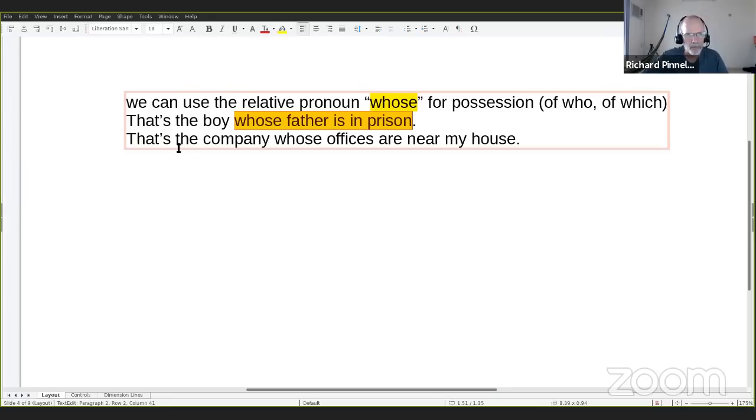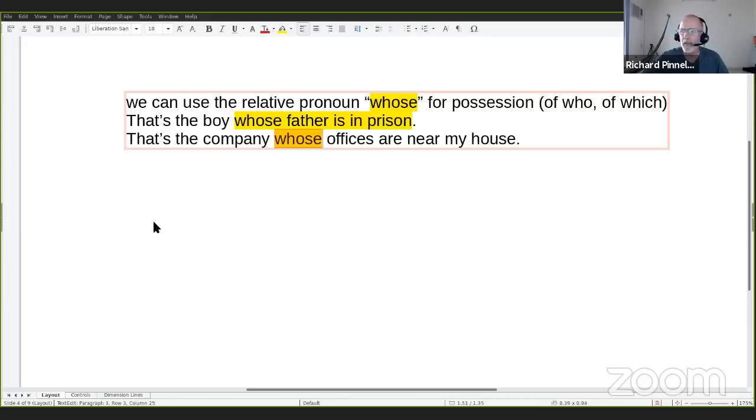Another example. That's the company whose offices are near my house. Another way of saying that would be, that's the company which has offices near my house. So whose is for possession.